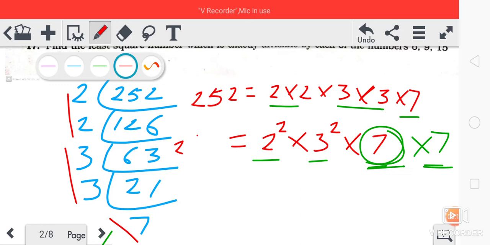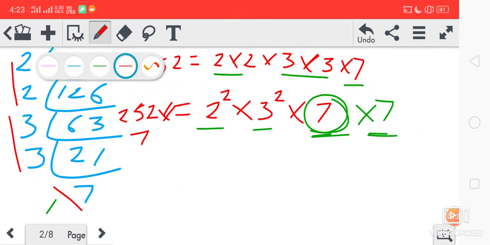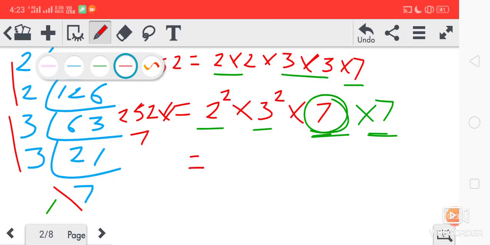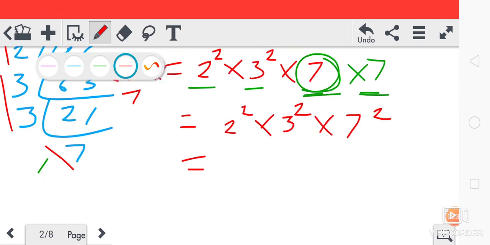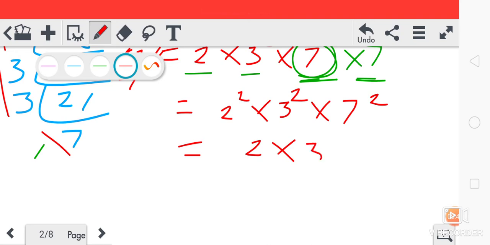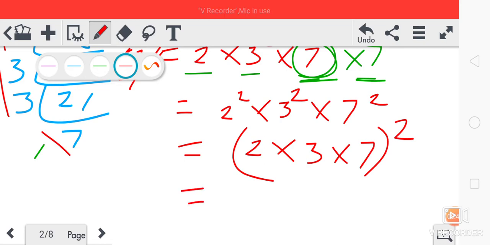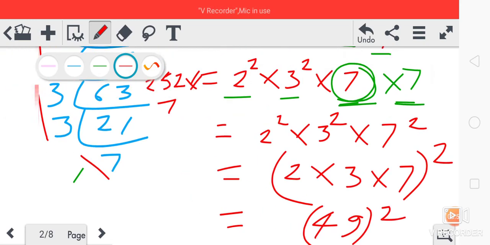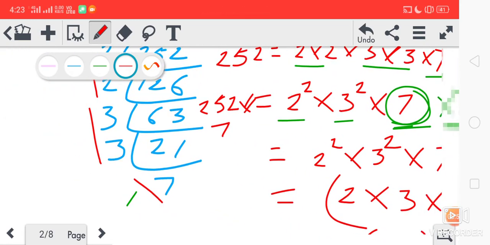So we have to multiply 252 into 7. Now overall in the RHS, how much are we getting? We are getting 2 square into 3 square into 7 square. Overall it will become 2 into 3 into 7 whole square. So 2 into 3 is 6, 6 into 7 is 42, so we are getting 42 square. And in the LHS, how much are we getting?